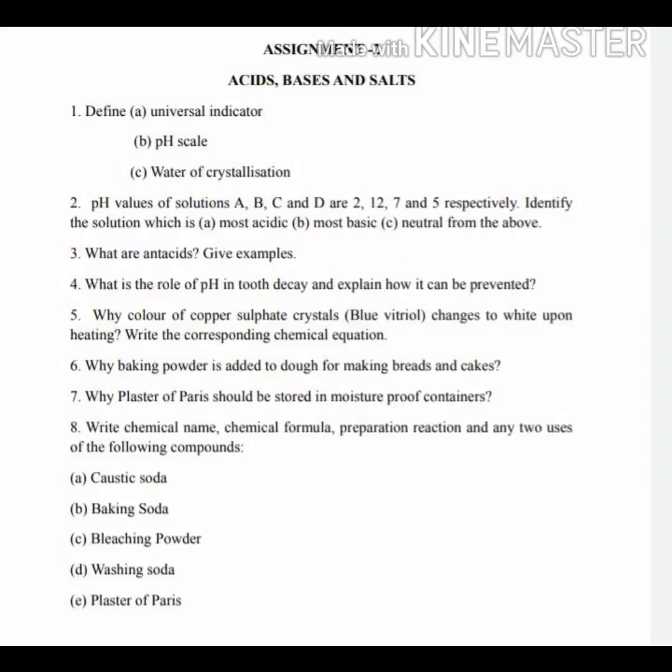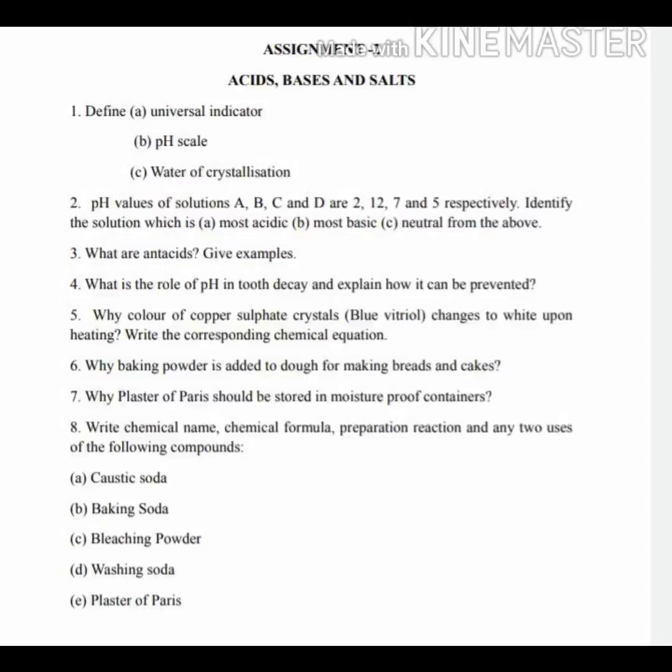Come to the next compound, washing soda. Its chemical name is sodium carbonate decahydrate. Formula is Na2CO3·10H2O and its preparation is the same. It can be prepared by the Solvay process. In the first equation, you will get sodium bicarbonate as we have discussed. In the second equation, sodium bicarbonate NaHCO3 on heating gives Na2CO3 plus water plus CO2. In the third equation, Na2CO3 reacts with 10 water molecules and forms washing soda, that is Na2CO3·10H2O.